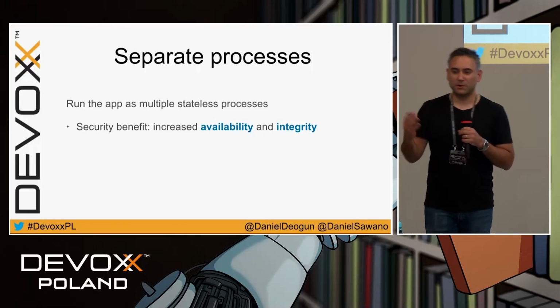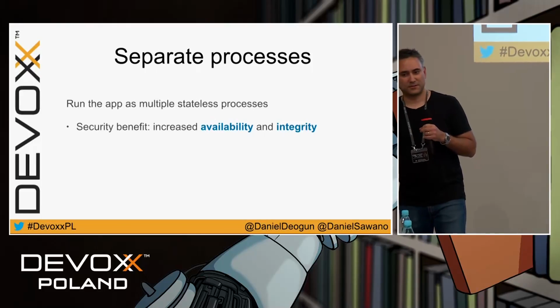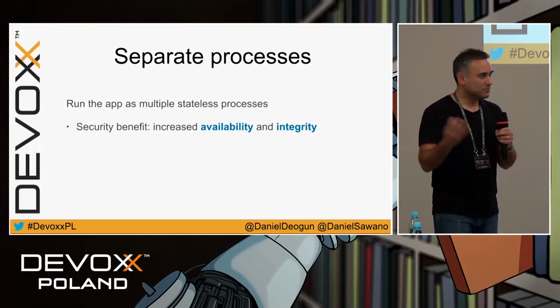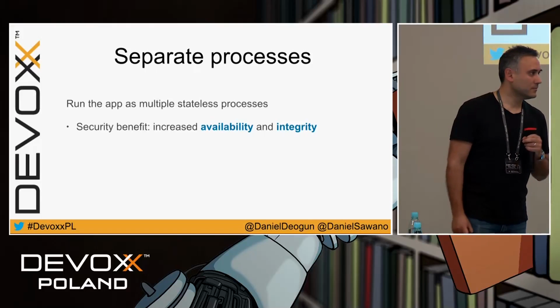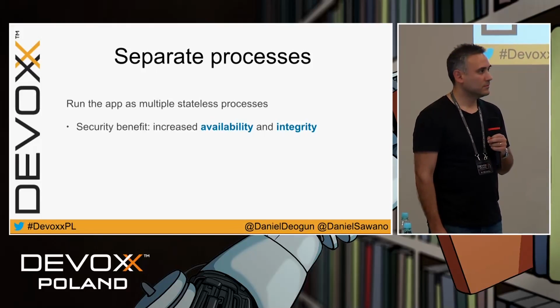Run the app as multiple stateless processes. Again, we said that will enable you to add more instances when you get more load, and you can also remove instances. When you're adding more instances, you're essentially ensuring that your service is available during heavy load. So it's available, which actually turns out to be good for security.